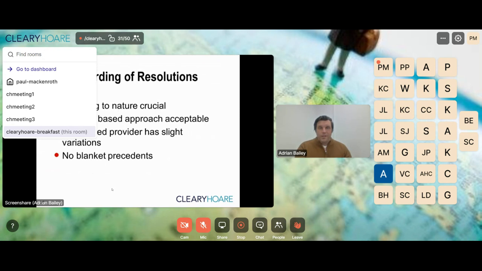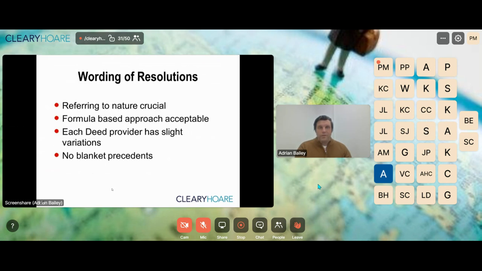Referring to the nature of the income is crucial in the wording of our resolutions. As we mentioned before, the formula-based approach is usually acceptable. Each deed provider, if you've used a number of deed providers over the years for your clients, there are slight variations there, and there are things that can catch you out. So as we mentioned, really no blanket precedents. You should be examining each trust deed and each client on their merits when we're drafting up our resolutions.